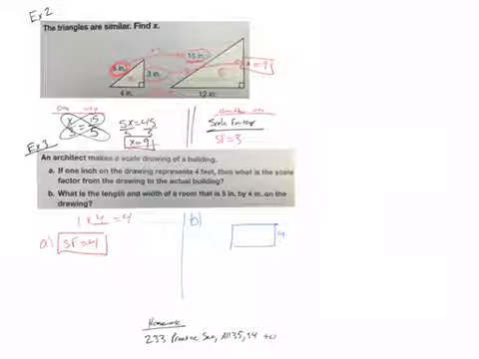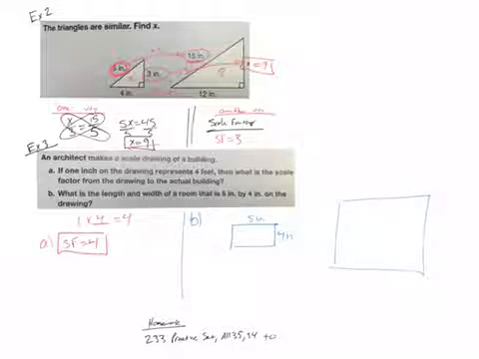B, it says, what is the length and width of a room that is 5 inches by 4 inches on the drawing? Let's take a quick look at this. This is for part B. I have something that's 5 inches by 4 inches. So in real life, it's going to be bigger than that. I'm just trying to find these lengths.